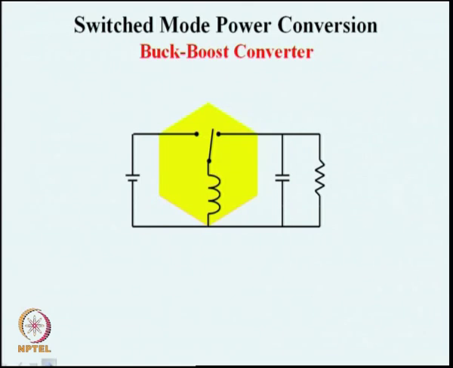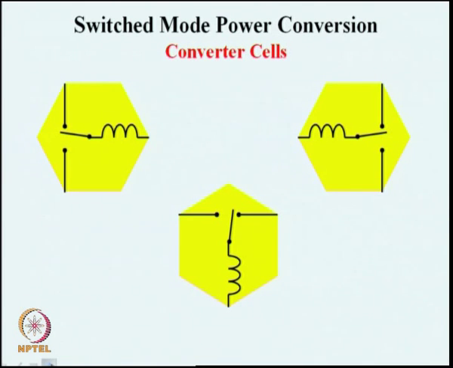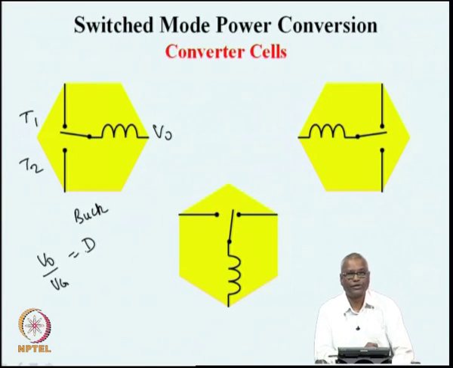What we had seen in the past 1 hour or so is to look at this buck boost converter or flyback converter as made up of a converter cell connected to a voltage source and connected to a load. Earlier we had seen that this cell can be used in 3 different variations, where the throws are on the input side and the inductor is on the output side, and this we called the buck converter, where V naught by Vg was D, duty ratio.